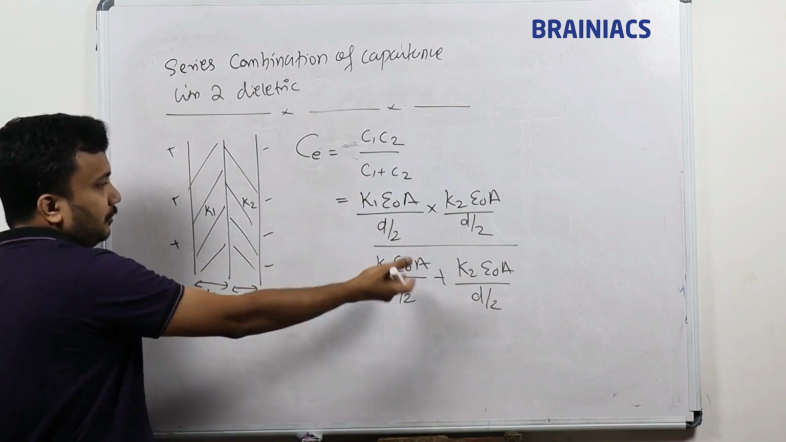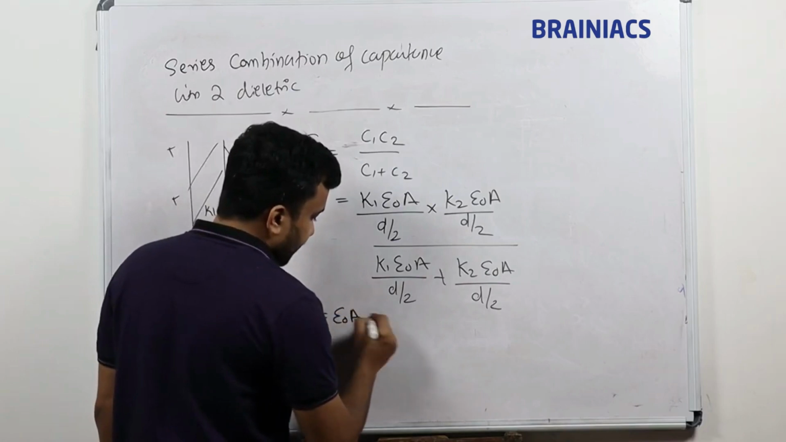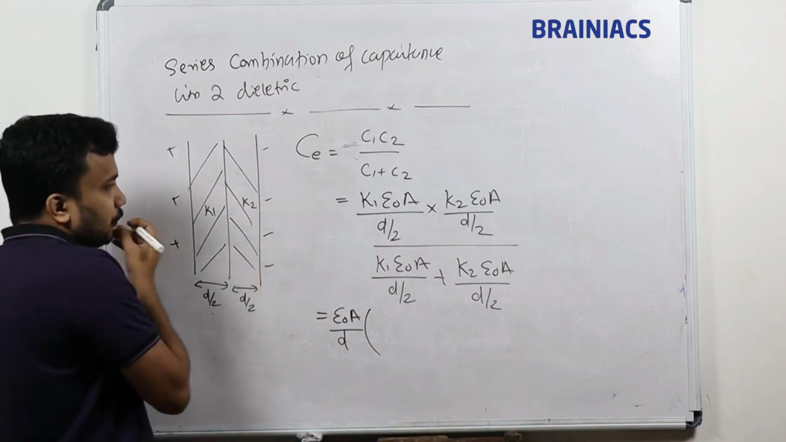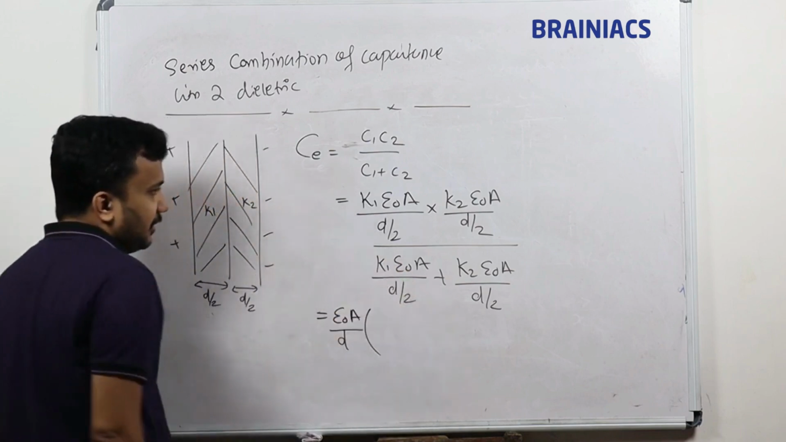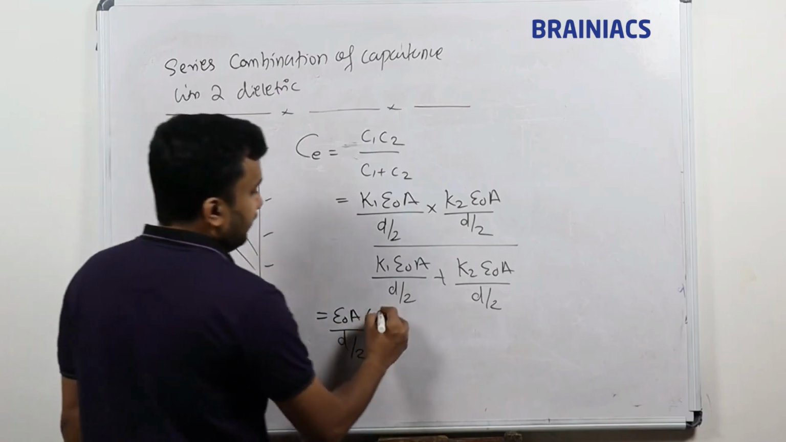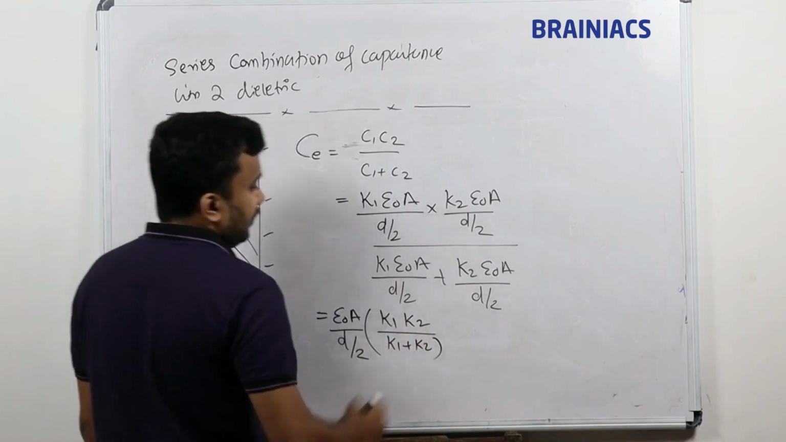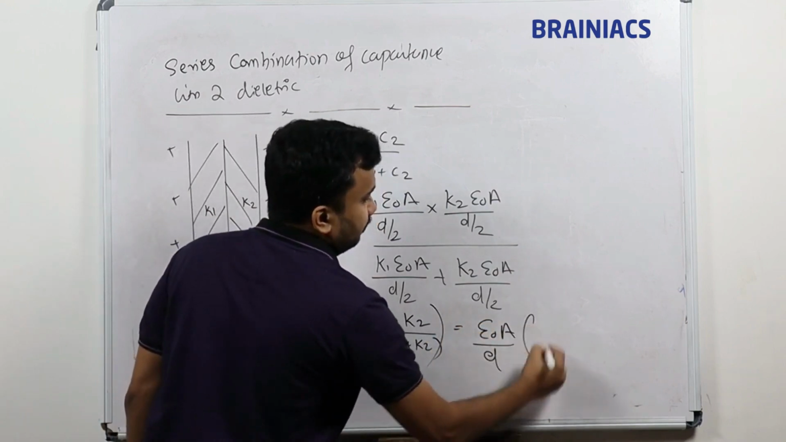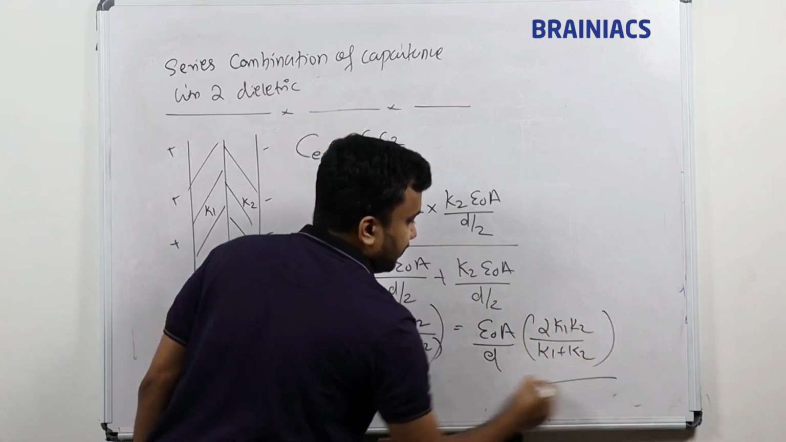Taking epsilon A by D by 2 common, one factor gets cancelled from numerator and denominator. So it becomes epsilon A divided by D by 2 is kept here. What comes in the numerator? K1 K2 divided by K1 plus K2. I can write it better as epsilon A divided by D into 2 times K1 K2 divided by K1 plus K2. This is important.